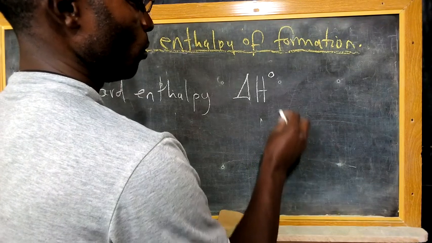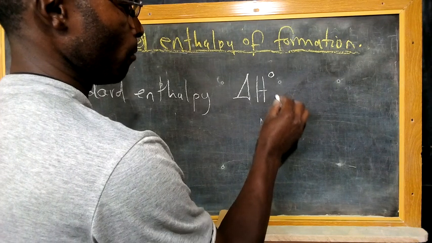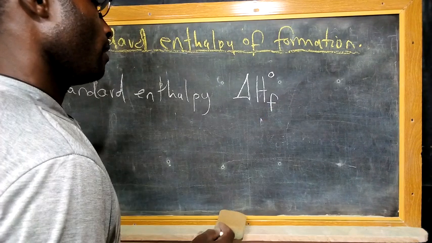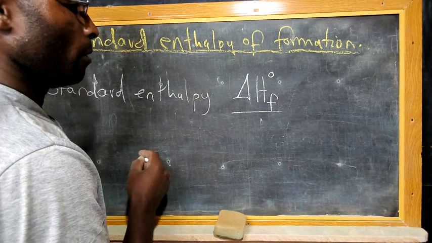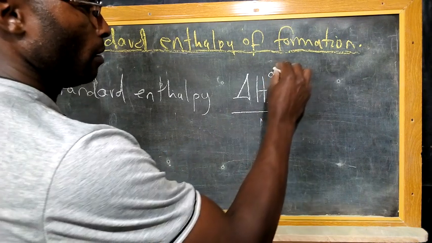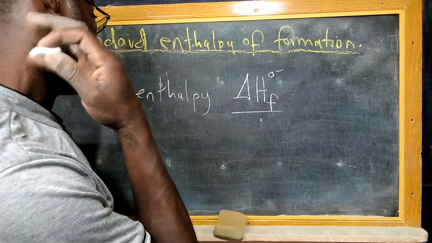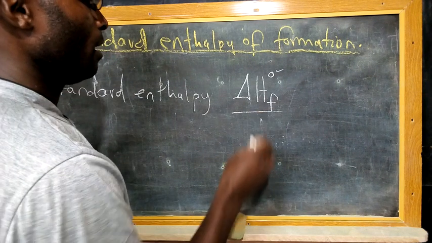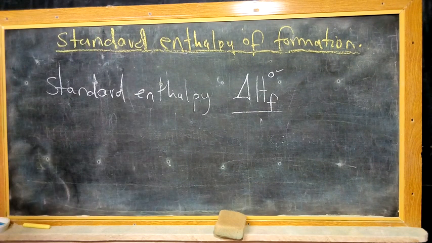And in that case, we're going to use a subscript for formation as F. So this one denotes the standard enthalpy of formation, whereby this small 0 there denotes standard, and F denotes formation. So that's a symbol that we're going to use. And this, of course, is the enthalpy change for any chemical reaction in which the reactants are in their standard state and yield a product in its standard state, as I have said.